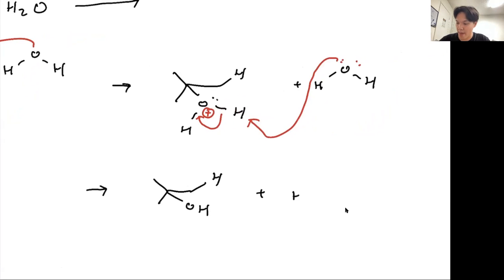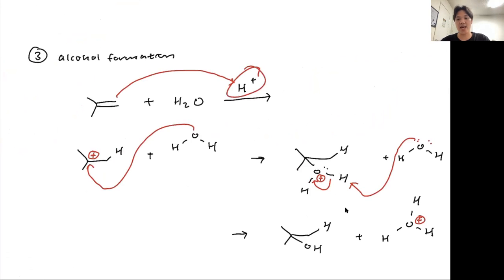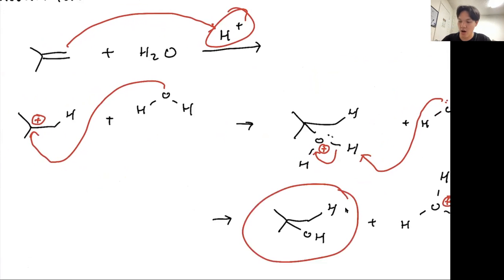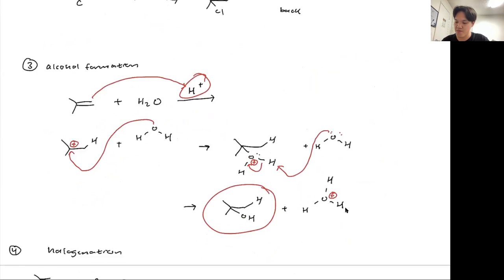And look at what we got back in advance. We just got back our acid, right? In this case, our acid was acting as a catalyst, right? It didn't change, it just helped the reaction proceed, and it helped lower that activation energy, right? So we form an alcohol. So that's just an alcohol formation from alkenes, right?